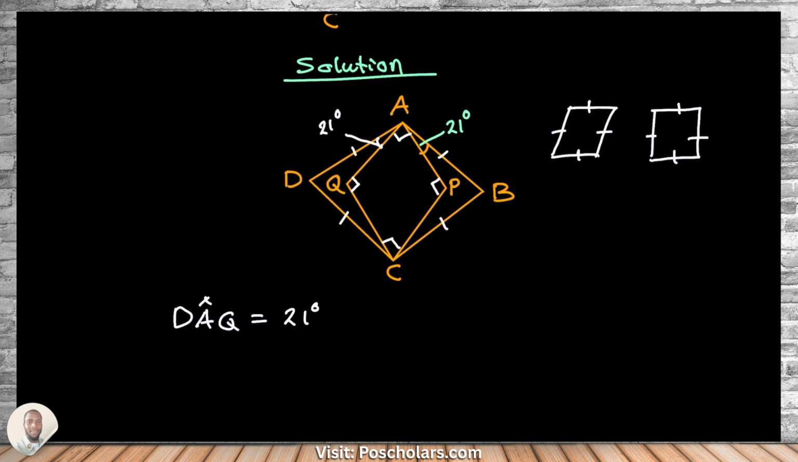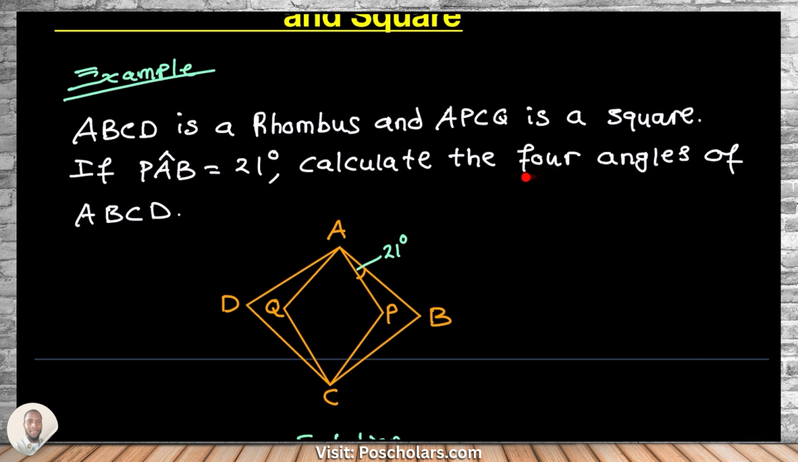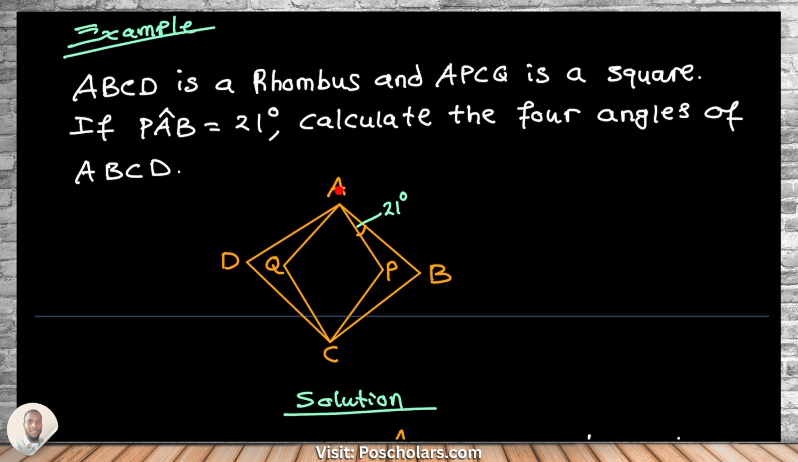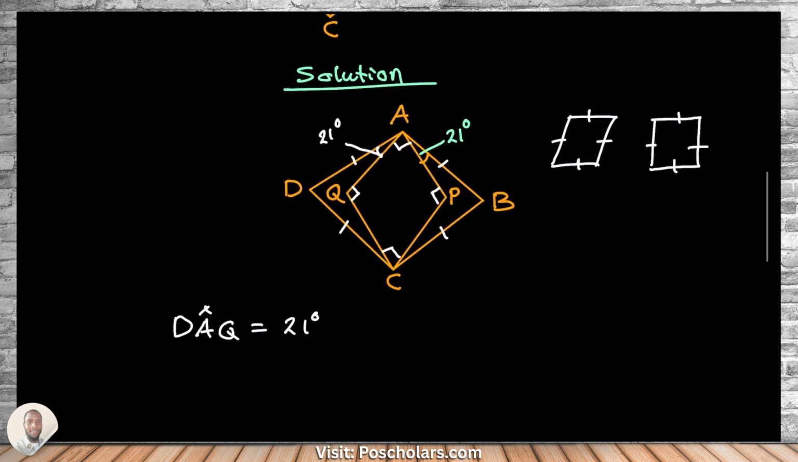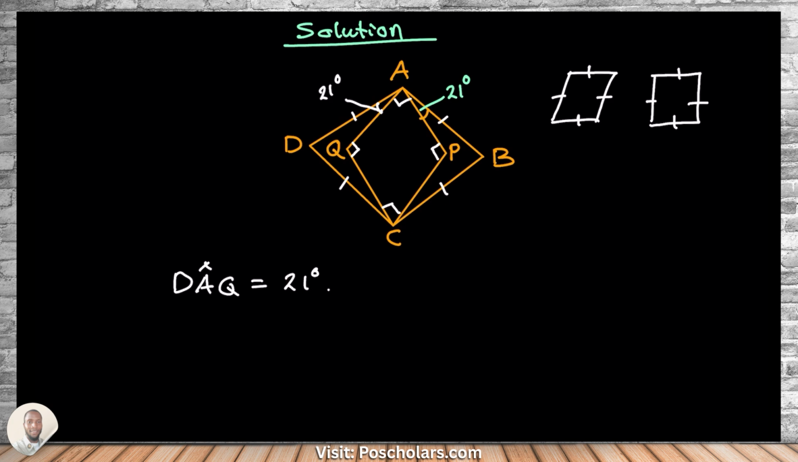Now, remember, we are asked to find the four angles of ABCD. So now we can find DAB. DAB consists of the whole of the angle here. So angle DAB is equal to the sum of 21 degrees plus 90 degrees plus 21 degrees. You can see it here. This part is 21 degrees, this part is 90 degrees, and this part is also 21 degrees. When you sum it up, you have that DAB equals 132 degrees. Very good. So we have gotten the first angle.